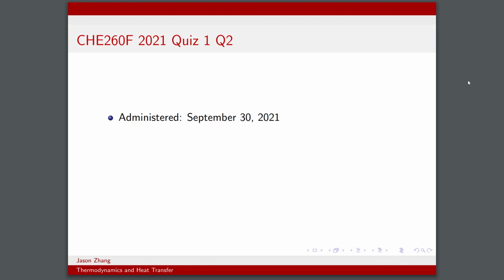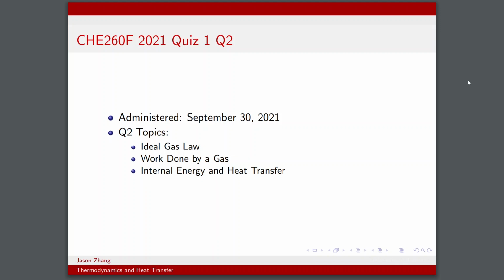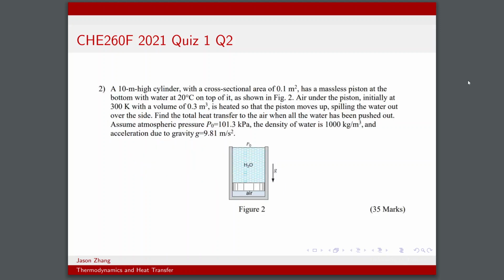So today I wanted to go over a question from the first assessment I took in this course, actually. It was quiz one, question two, which I wrote very early in fall term, September 30th, 2021. And this question covers, of course, ideal gas law, work done by a gas, internal energy, and heat transfer. So this is the question.